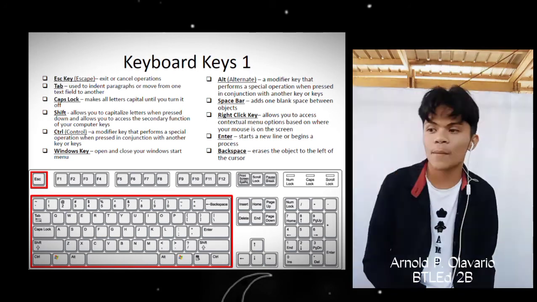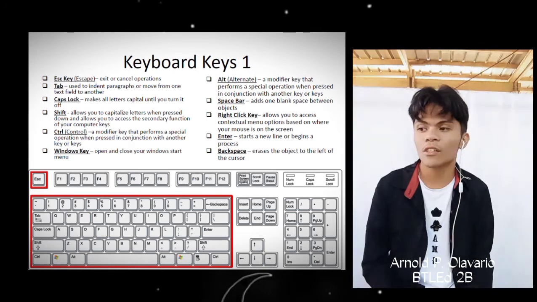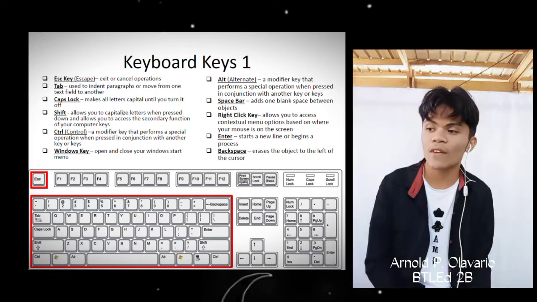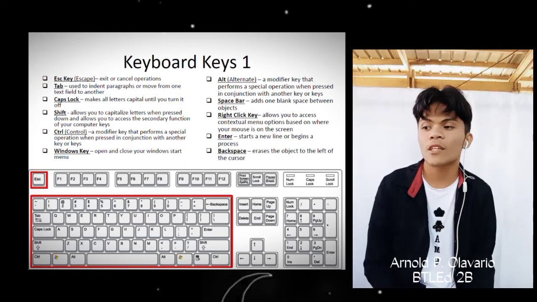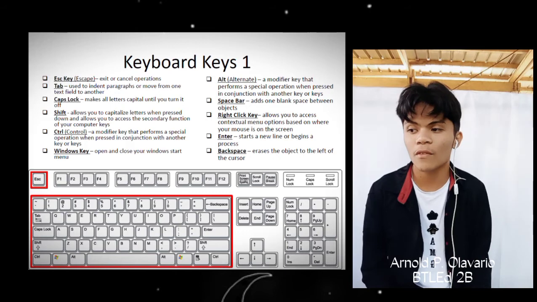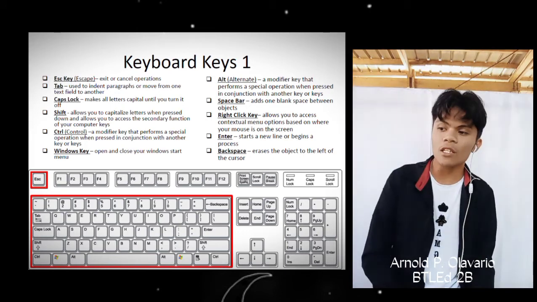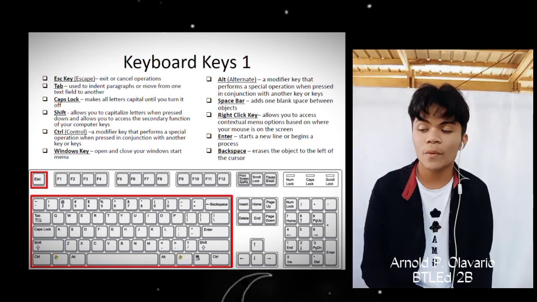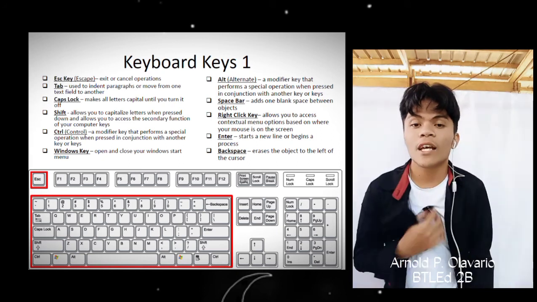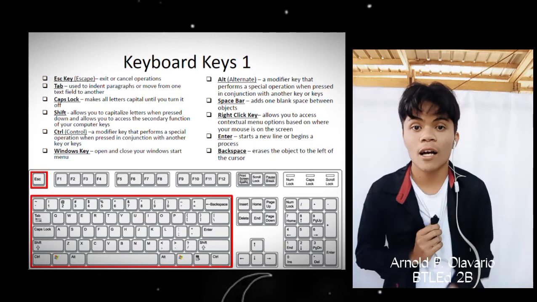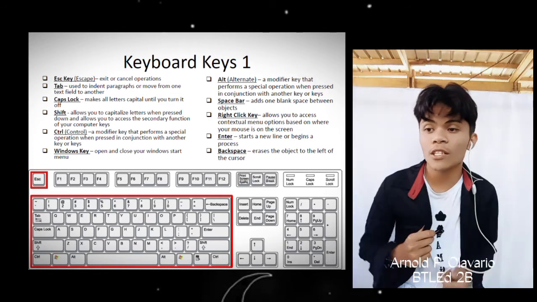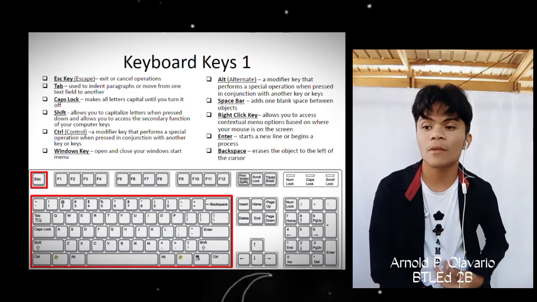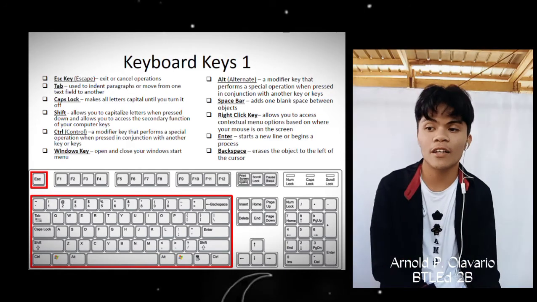So next is the caps lock. It makes all letters capital until you turn it off. Then we have the shift. It has the secondary function of your computer keys. Then control, a modifier key that performs special operations. Then we have also the Windows key. It opens and closes your Windows start menu. Then we have also the start. So it is a modifier. It performs special functions when pressed in conjunction with another key.